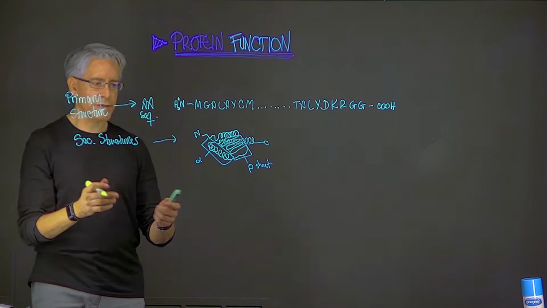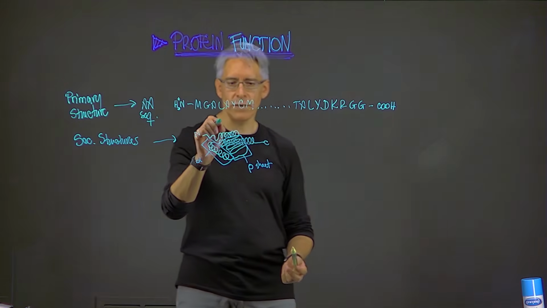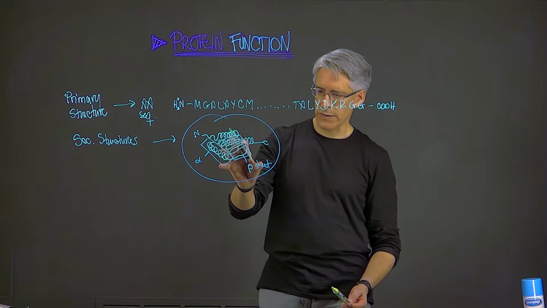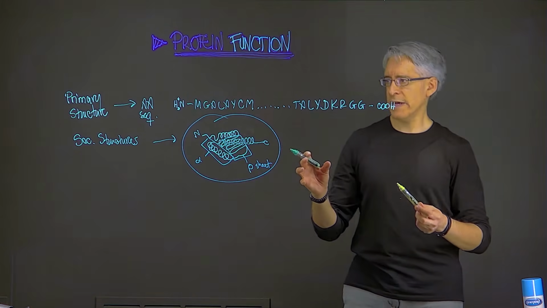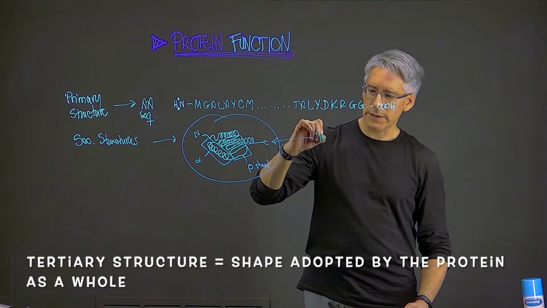And the tertiary structure is the overall shape of the protein as a whole. So the totality of this drawing, the sum of all the regions that form the protein all together, that's what we refer to as the tertiary structure of the protein.